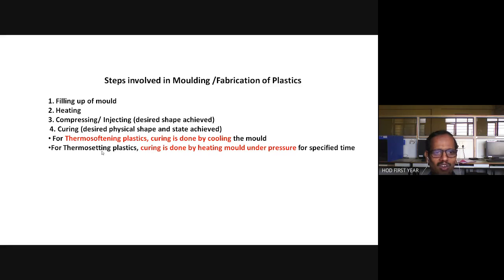For thermosetting, what does that mean? Plastics which are hardened after heating, or they get permanently set, permanently hard after heating. So curing is done by heating the mold under required pressure for a specified time. Polymerization or cross-linking takes place during the curing process. So for thermohardening or thermosetting, curing is done by heating under required pressure and for a specified time. And for thermosoftening, it is cooling. You should be able to understand this difference, and that difference should be reflected in your answer.